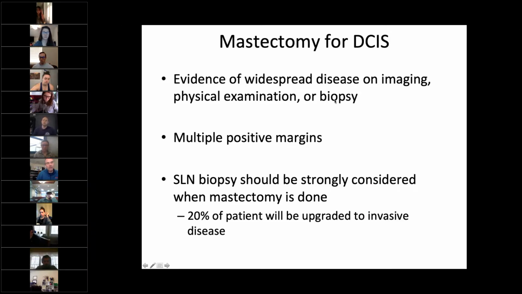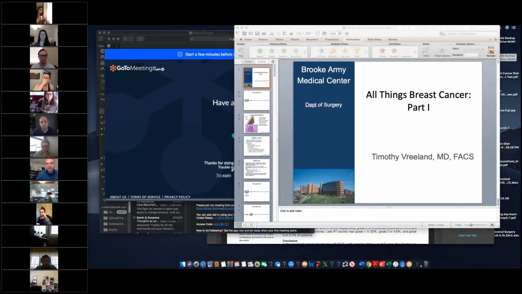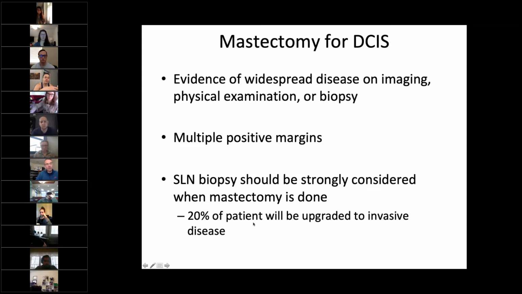So if they have microcalcs throughout their breast and you're like, there's no way I'm getting a negative margin on that, that might be the patient that gets a mastectomy up front. And I think on one of your oral board questions this year, there was a pregnant patient with DCIS. So the pregnant patient with DCIS, you can offer mastectomy or you can do a lumpectomy and then just delay their radiation until after they give birth.